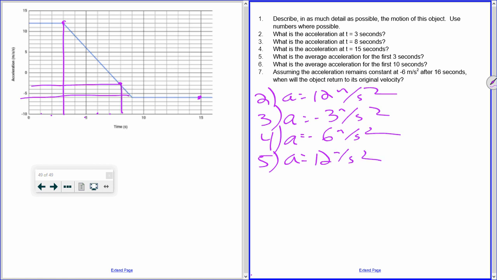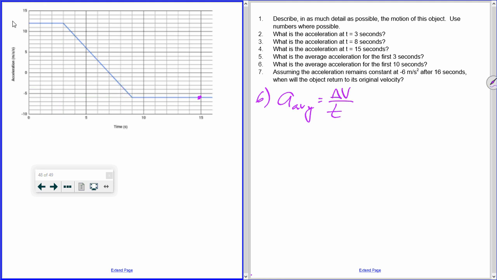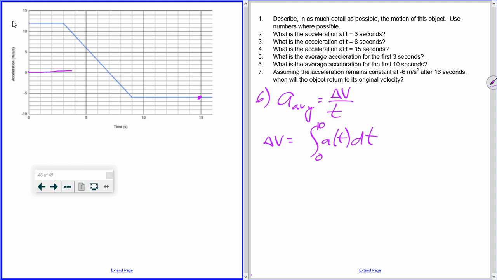Okay. Number 6, average acceleration for the first 10 seconds. Well, number 6, average acceleration is, by definition, change in velocity over time. How do I find the change in velocity? Oh, remember, change in velocity is the integral of acceleration with respect to time, but since I'm looking for a change, it's a definite, right? So for first 10 seconds, so 0 to 10. So once again, you're going to find the area for the first 10 seconds.